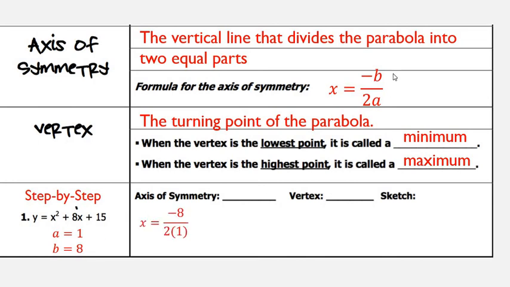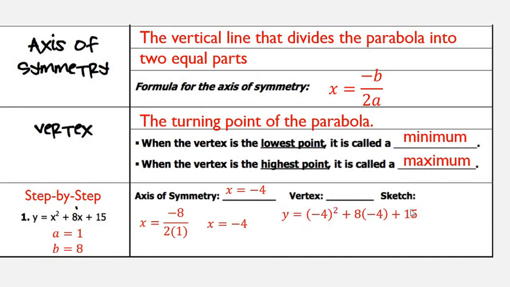I'm going to substitute those two numbers into this formula right here. When I put all this in the calculator at one time, it gives me x equals negative 4. Once you get your x, which is negative 4, substitute it in place of the x in the quadratic equation, y equals x squared plus 8x plus 15. Make sure you put the negative 4 in parentheses, because if you don't, it will give you the wrong answer.